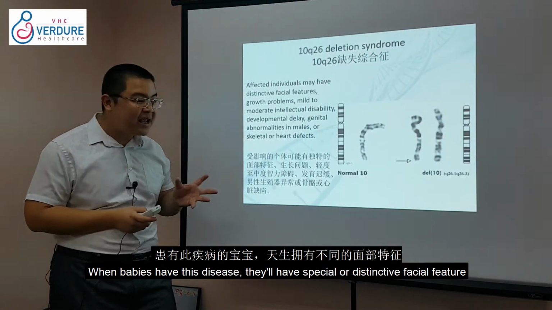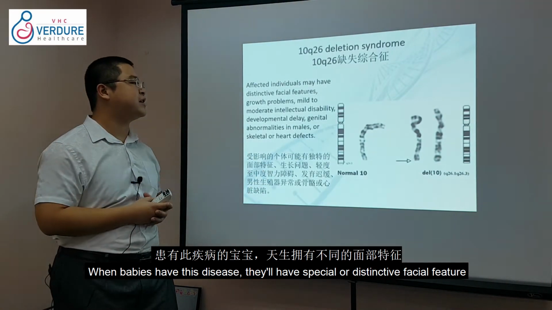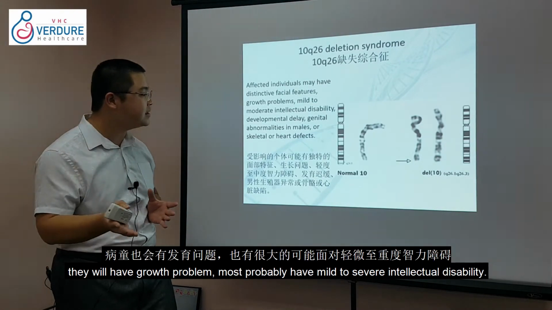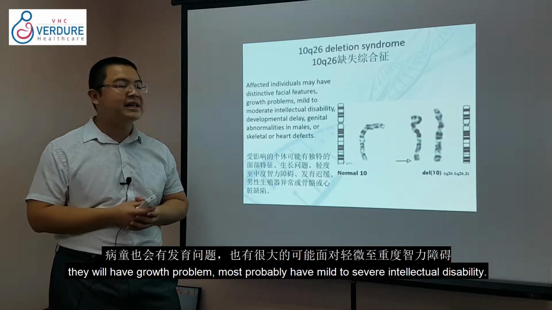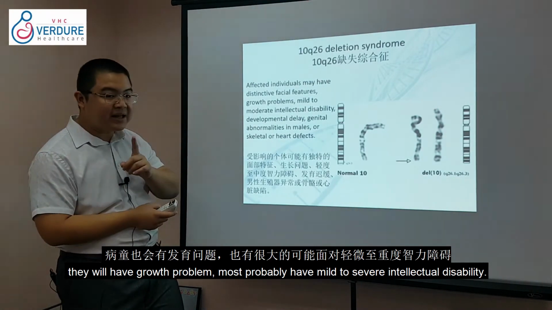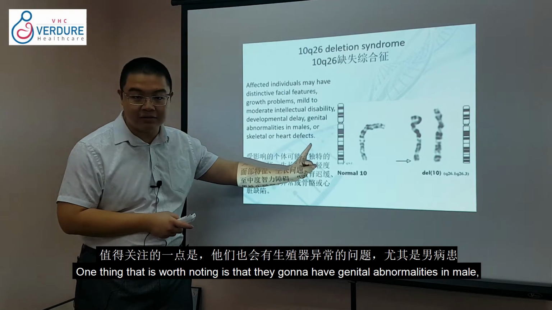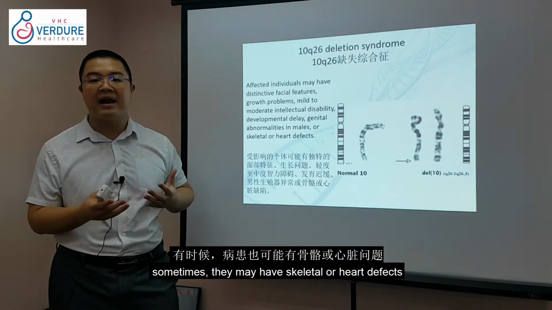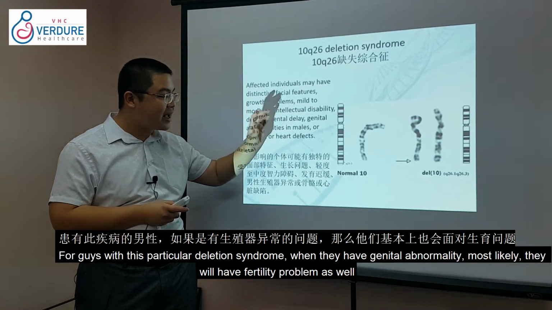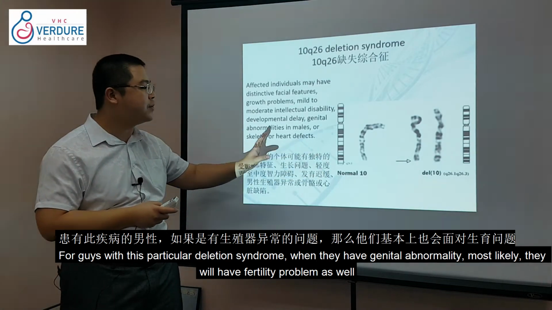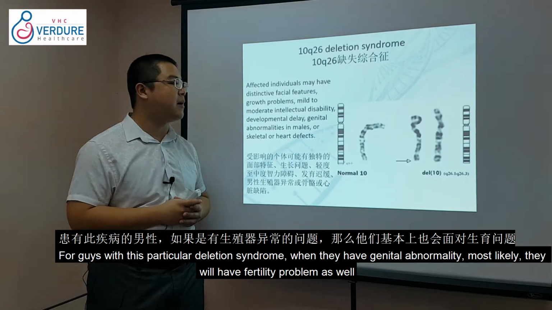So what's going to happen? When a baby has this disease, they're going to have very distinctive facial features. They're going to have growth problems, most probably some mild to severe intellectual disability. One thing worth noting is that they're going to have genital abnormalities in males, and sometimes even skeletal or heart defects. For males with this deletion syndrome who have genital abnormalities, most likely they're going to have fertility problems as well.